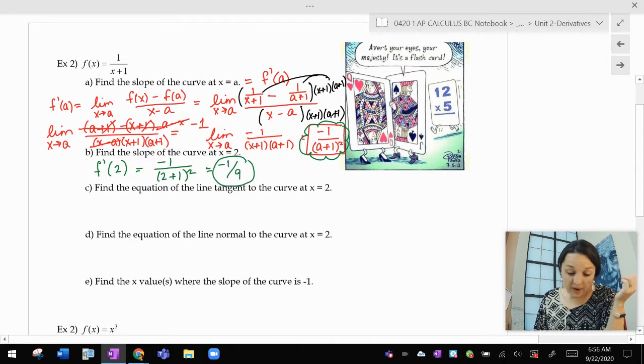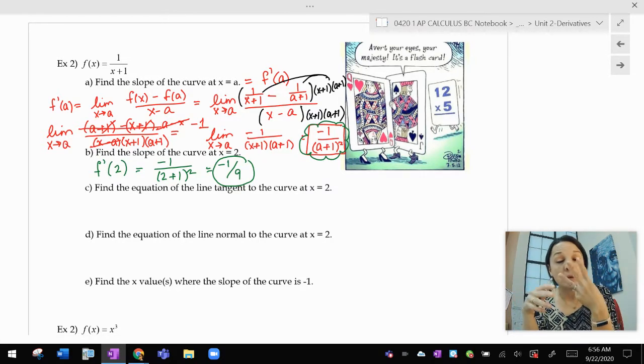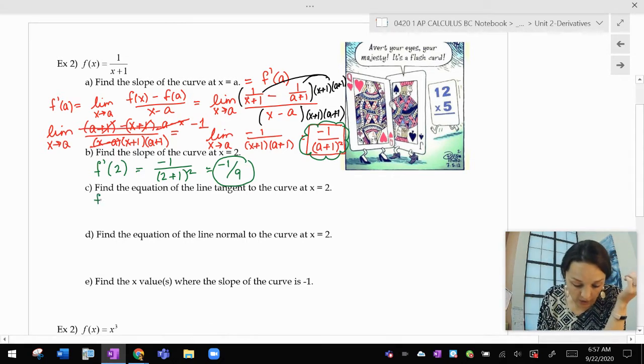Cool. Find the equation of the line tangent to the curve at 2. To find a tangent line, you only need 3 things. You need a slope, you need an x, and you need a y. Preferably, when you're finding a tangent line, your slope comes from your derivative, and your x and your y come from your point of tangency. Well, I have the slope, that's negative 1/9. I have the x, that's 2. Now I need a y. The y always comes from your original function, because that's the thing you're trying to be tangent to. So f of 2 is going to get me my y value, which is 1/3.